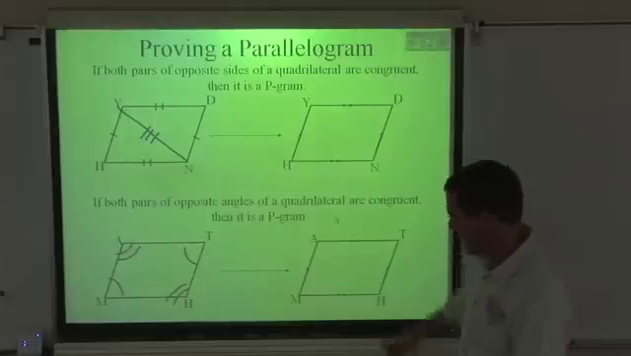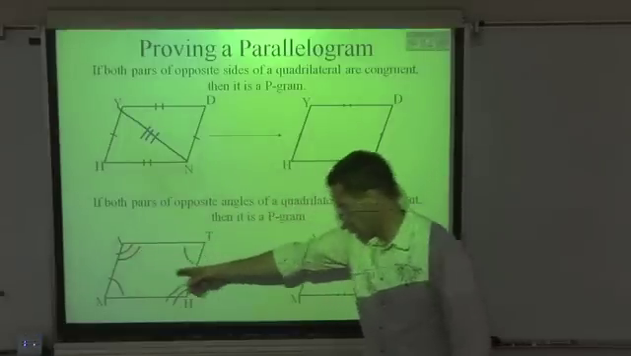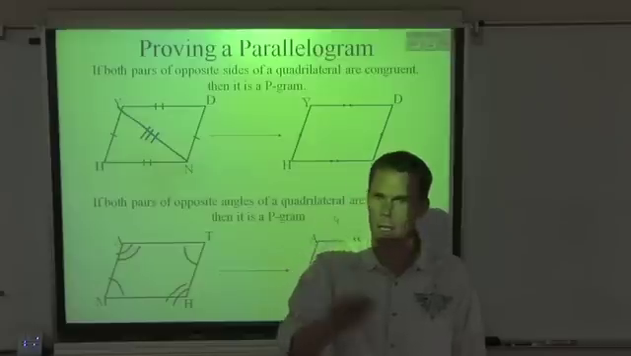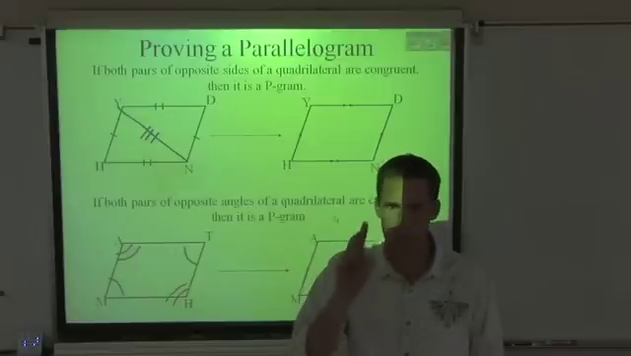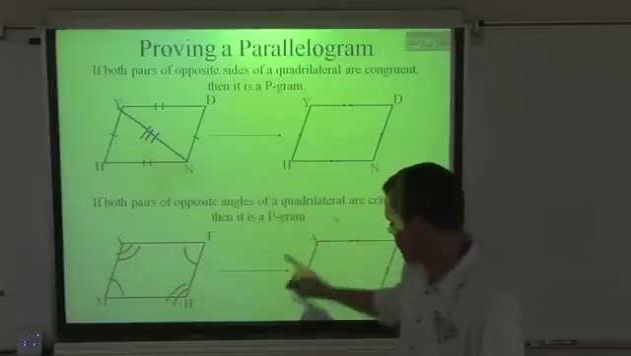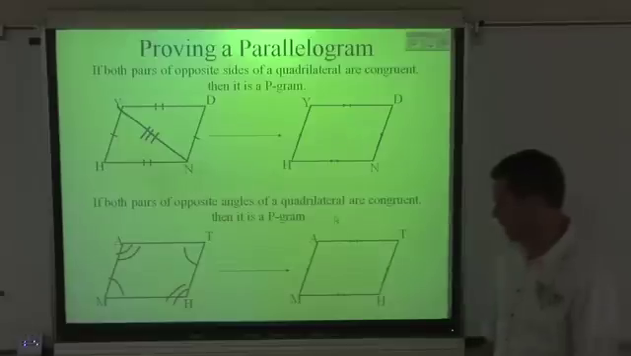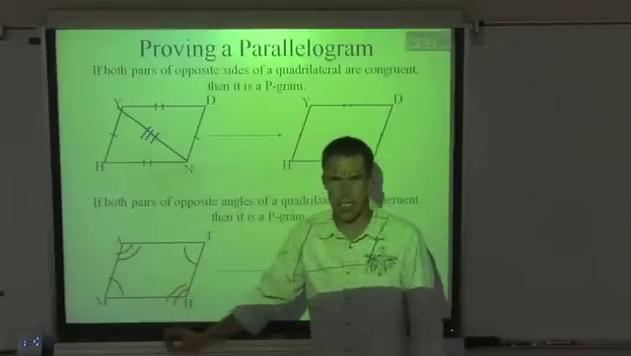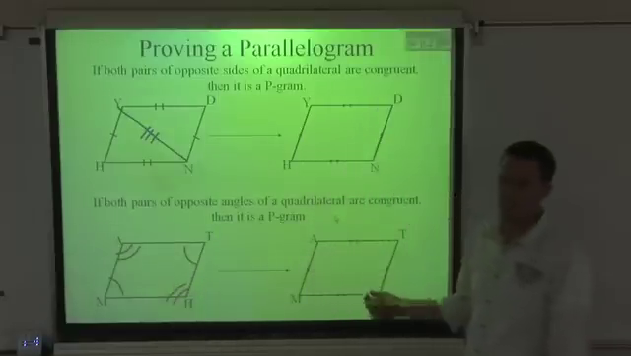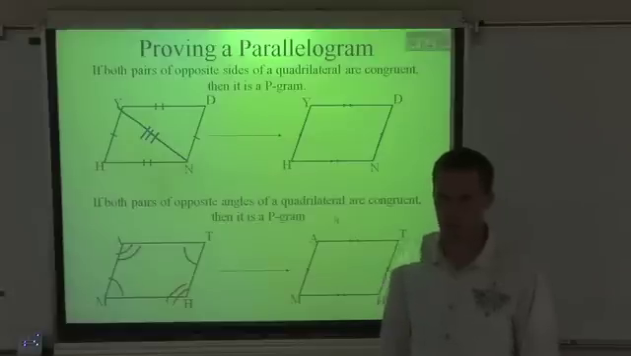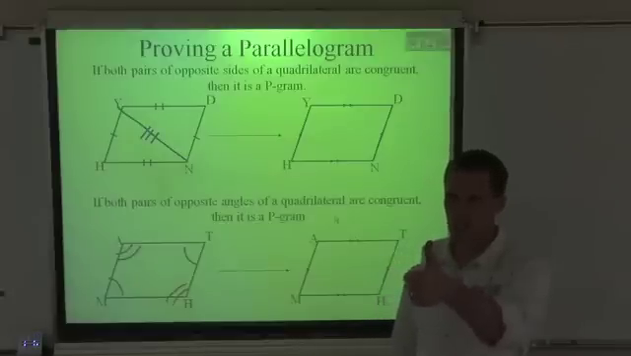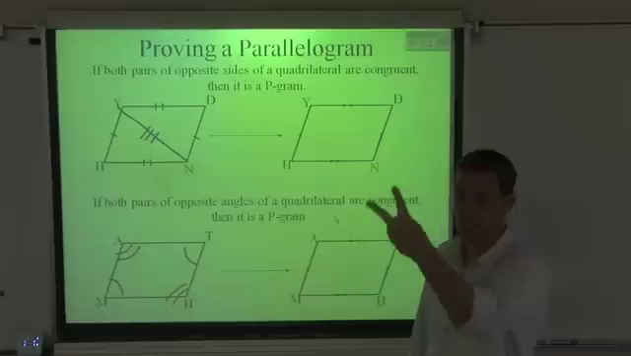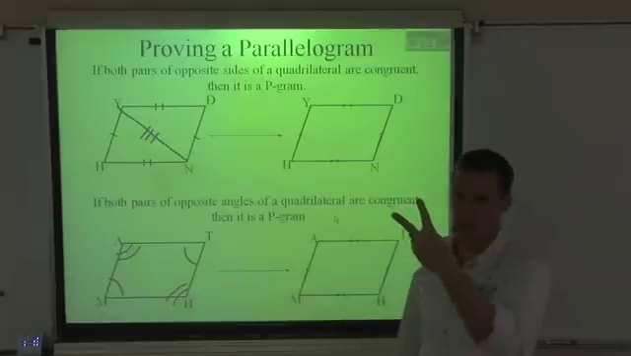More important for today is, if we have 2 pairs of opposite angles congruent, both pairs, not one pair, is not enough. We have to have both pairs. Then we can call it a parallelogram. So if A is congruent to H and M is congruent to T, then MATH is a parallelogram. By definition, if both pairs of opposite sides are congruent, if both pairs of opposite angles congruent.